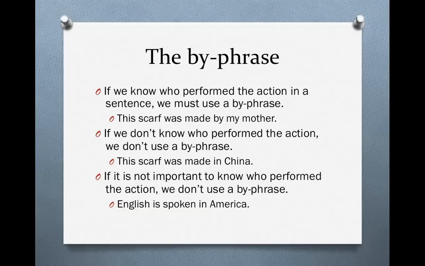If it is not important to know who performed the action, we don't use a by phrase. For instance, English is spoken in America. Well, who speaks English? Obviously, Americans. That's who speaks English, right? But that's not important, because it's obvious. We already know. You don't need to tell me English is spoken in America by Americans. Of course it is. I already know that. What's important in this sentence is English. We're talking about English. So we don't need the by phrase, because it's unimportant.